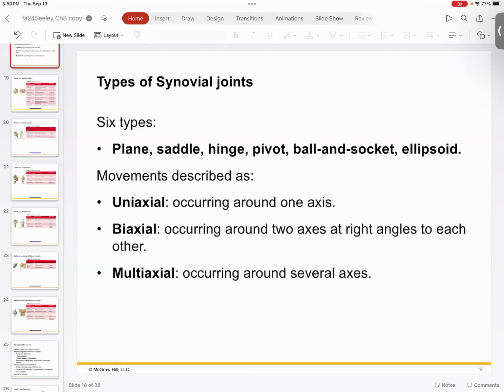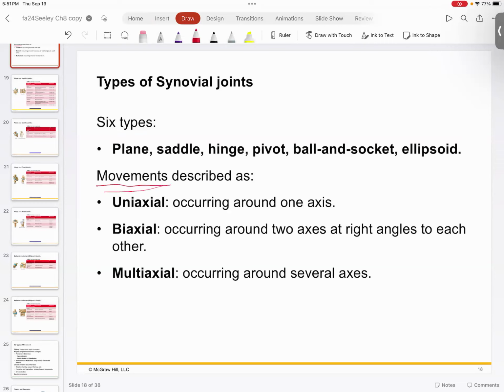Okay, now let's take a look at the different types of synovial joints. So not all synovial joints are the same, right? It basically depends on their movement. And so oftentimes we'll describe and classify synovial joints by the way that they move. So the first group that we see are what's called the uniaxial synovial joints. These basically are only going to be moving around one axis. And remember, we're talking about axis, like the X, Y, Z axis. Okay, so that's what we're talking about.